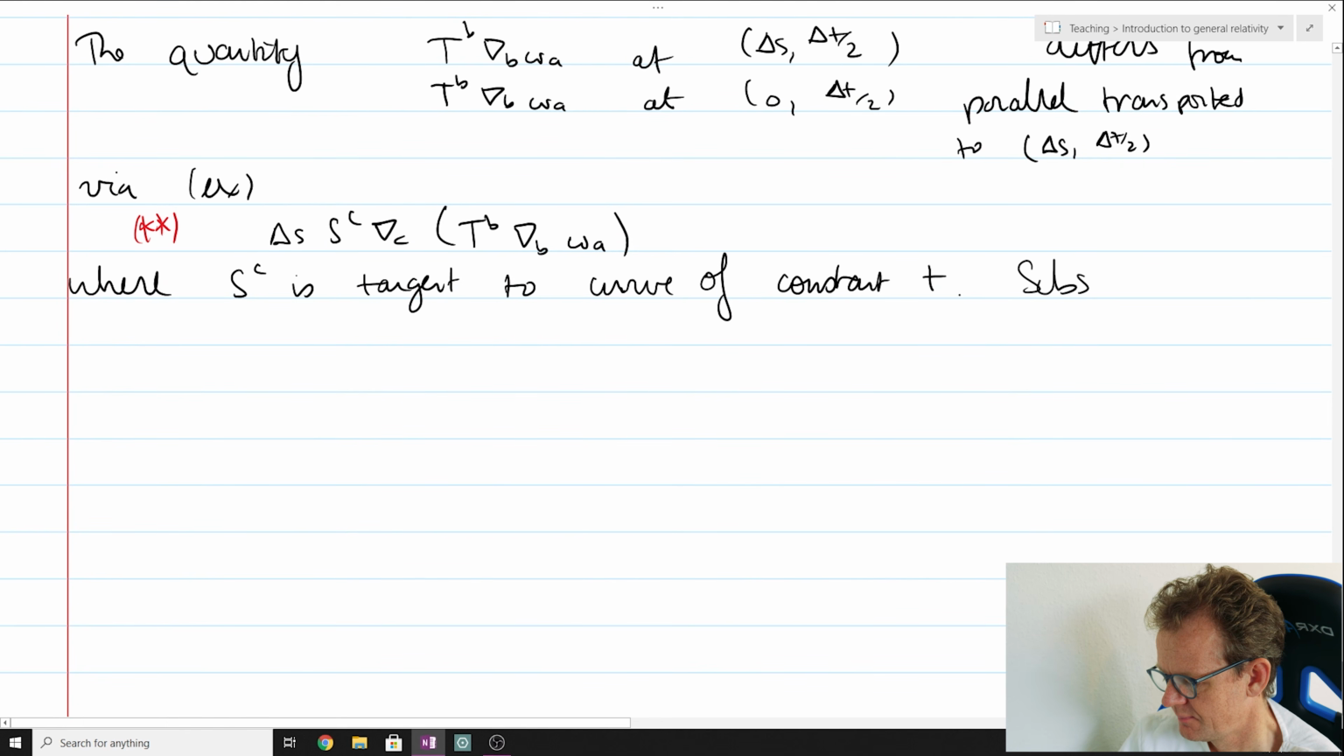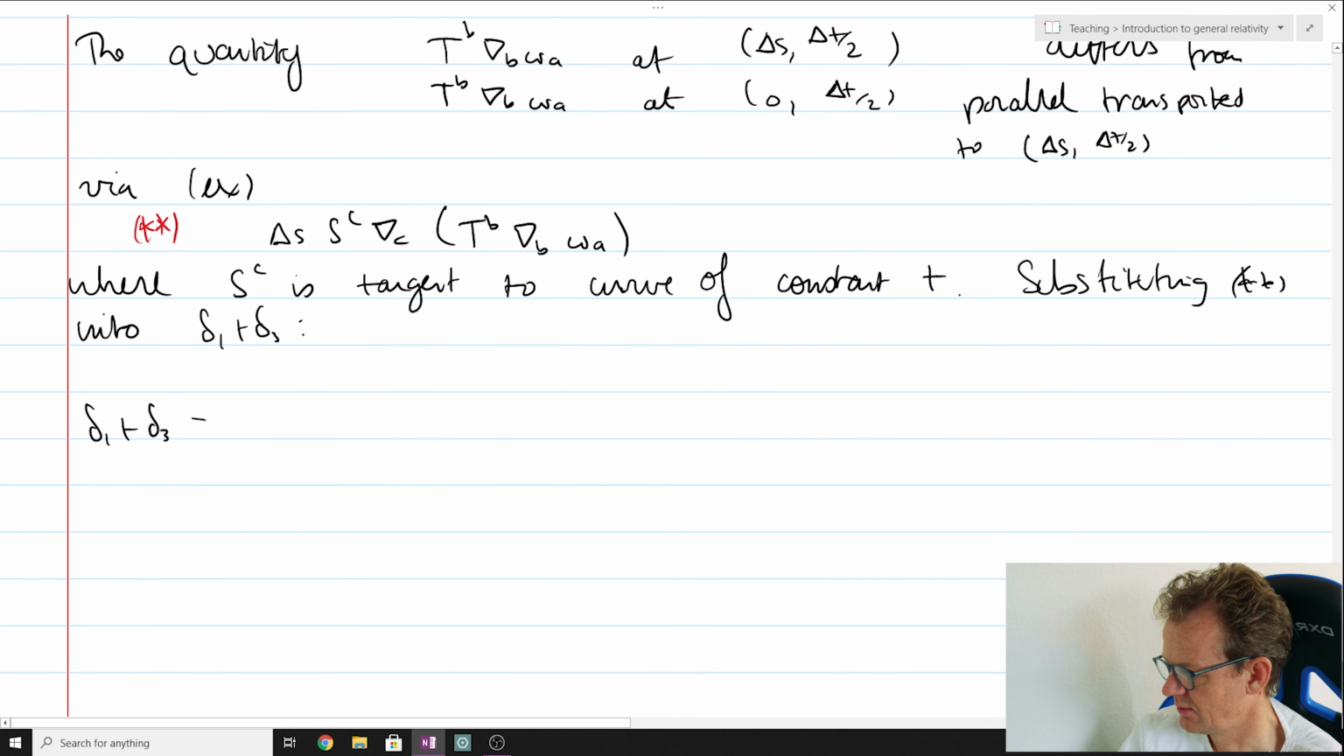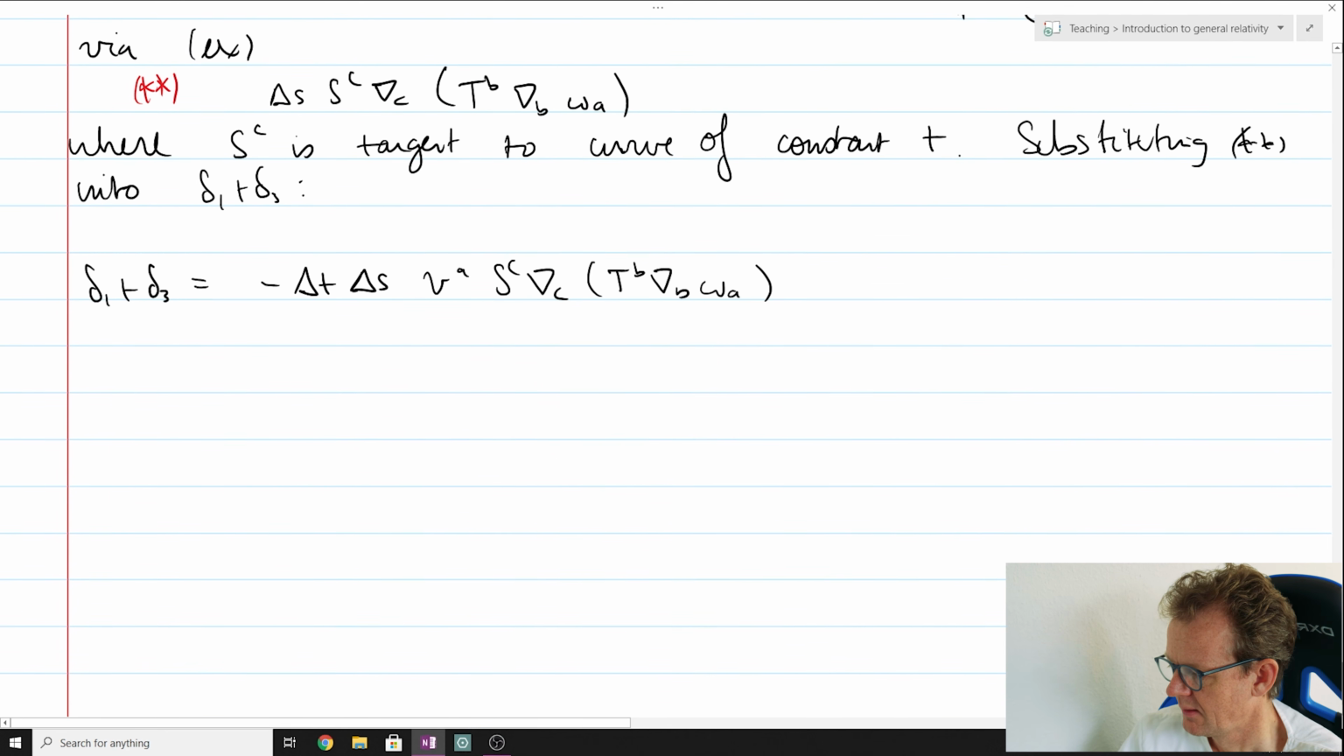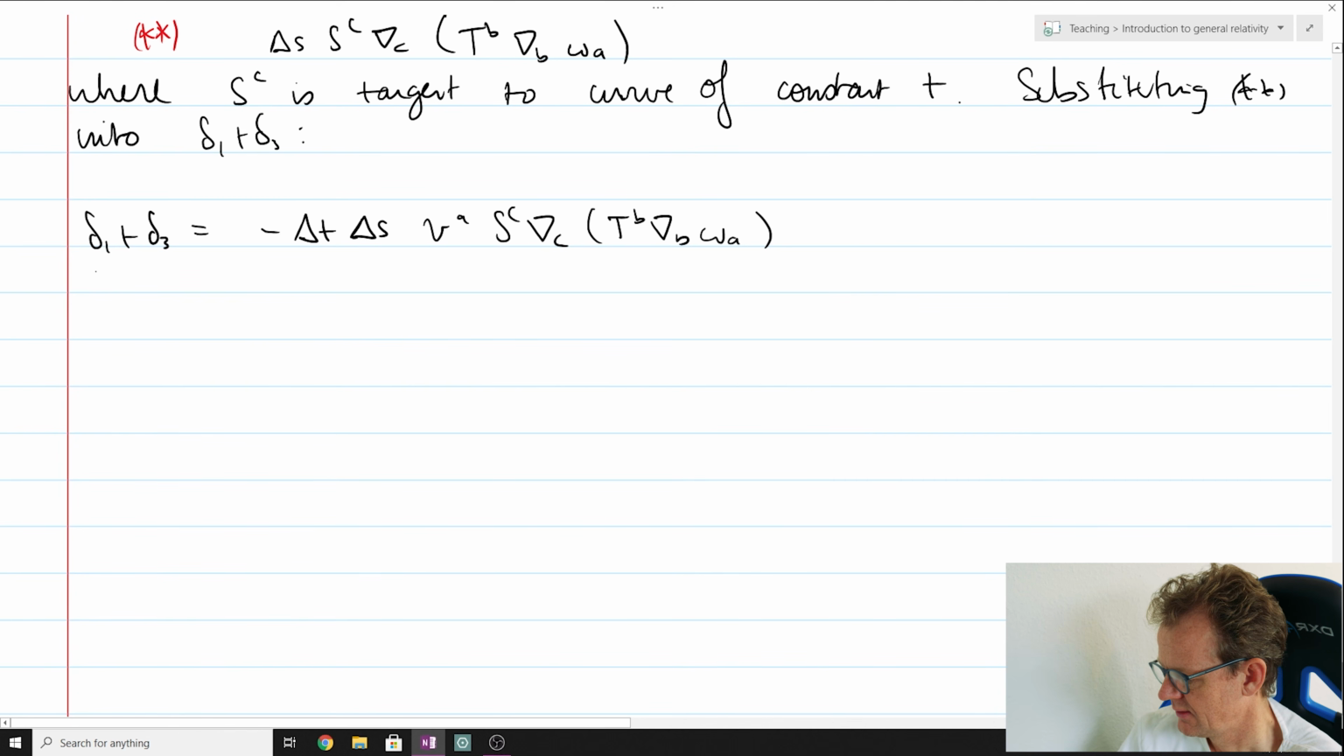Substituting star star into the expression for δ1 plus δ3 now gives us our desired second order dependence. And similarly for δ2 plus δ4.